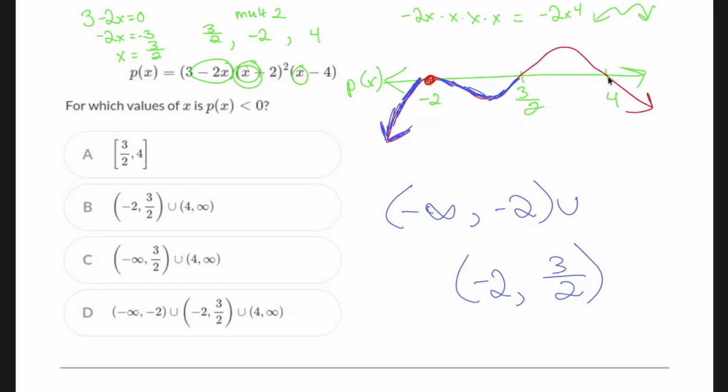Oh, you know what I missed? Stupid. I missed the fact that 4 on it's also negative. Sheesh. So let's union that again and go from 4 to infinity. So that leaves us with -infinity to -2, -2 to 3 halves, and 4 to infinity. I can't believe I missed that. Because I was looking at this and I was like, what did I do? Well, I'm blind is what I did.